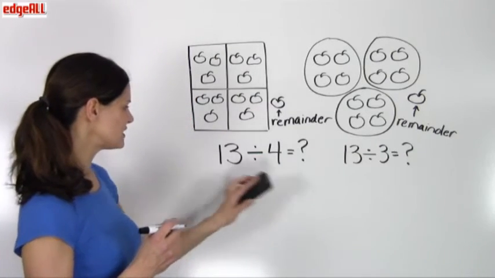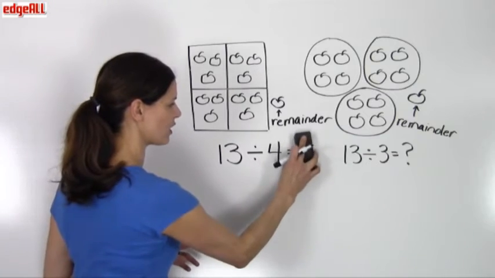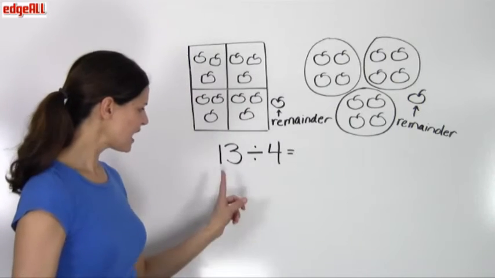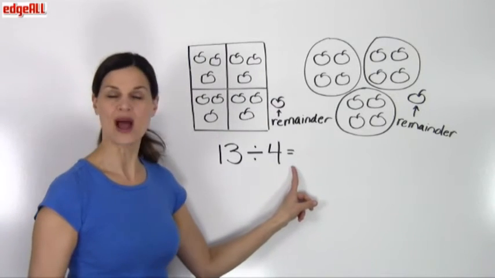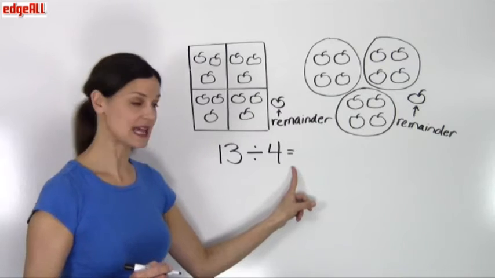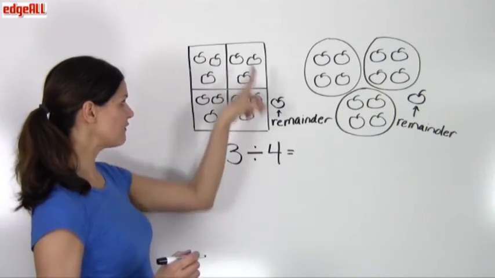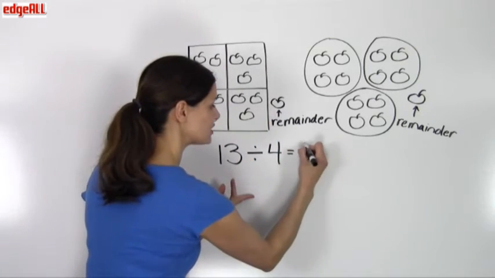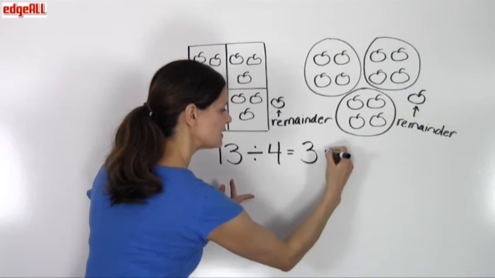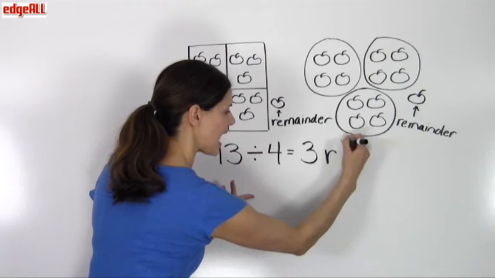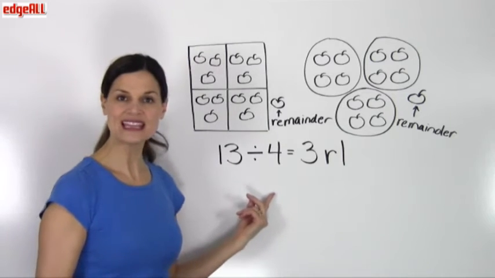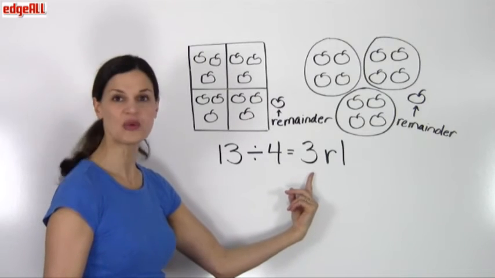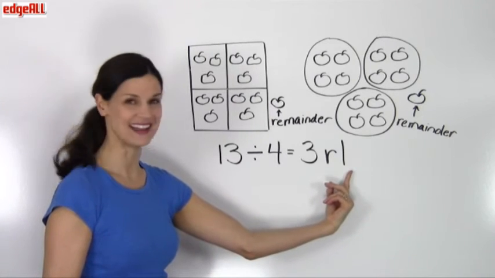So in our problem, for example, 13 divided by 4 equals what number? And I'll erase this just to give us a little bit more space. We would write it like this. 13 divided by 4, so we've got our 4 groups, and we've got 3 apples per group. So our answer is 3, and then we just put a little r after that and put a 1. So I would read this as 13 divided by 4 equals 3 remainder 1.